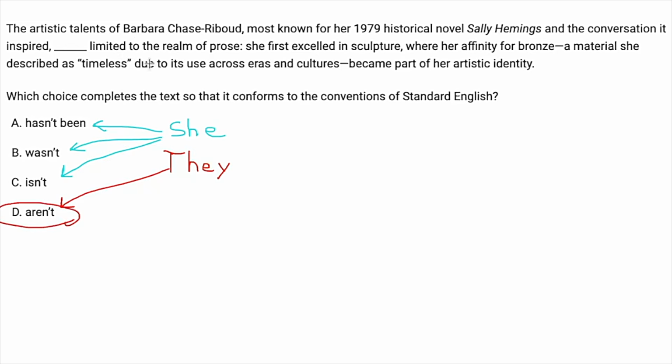Just to show how this actually works, if we were to look at the paragraph, we could actually get rid of this prepositional phrase. We can get rid of this parenthetical, like we just talked about in tip number 4. And we basically have the artistic talents aren't limited to the realm of prose. So plural, they. You can see that there is indeed a match, but this is a really nifty trick. Just remember, if you have more than one answer that works, that means you're dealing with tense instead of subject-verb agreement, so then you will have to go back and check on the text.